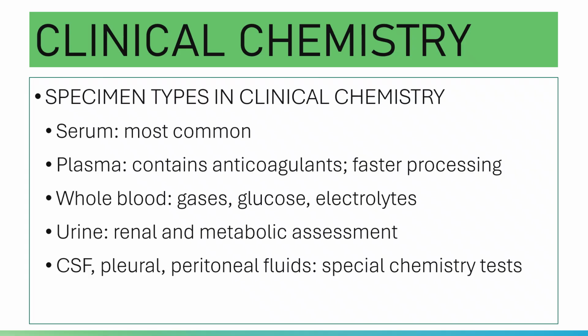And yes, your serum is the liquid portion of a clotted blood. And your plasma is the liquid portion of an anticoagulated blood. Please note, of course, it contains anticoagulants, and it has a faster processing time compared with your serum because you need some time for the blood to clot, or to coagulate.